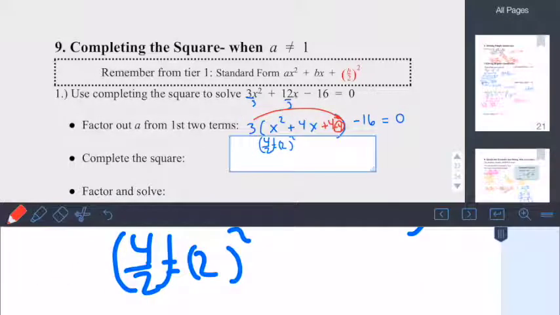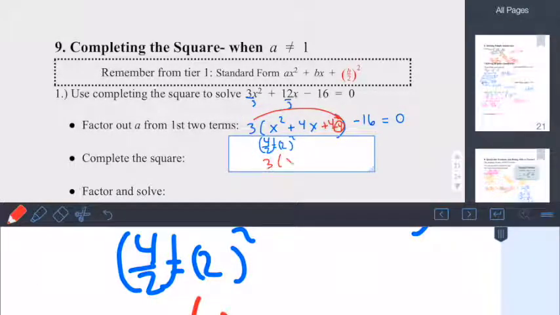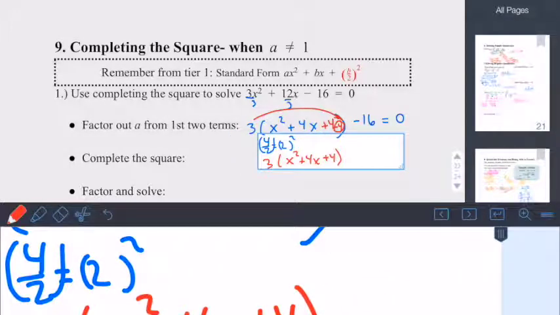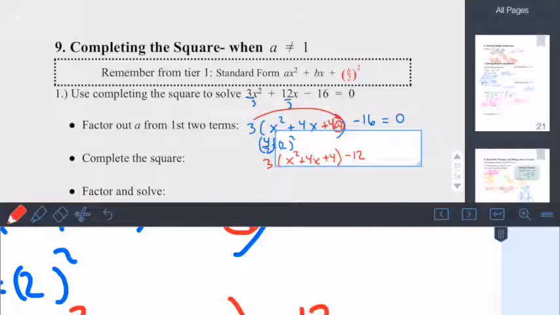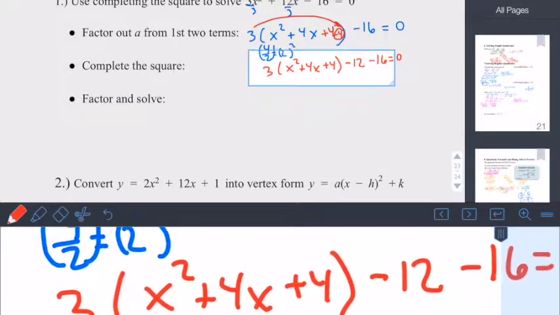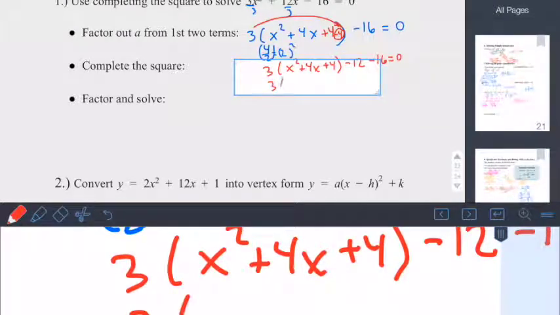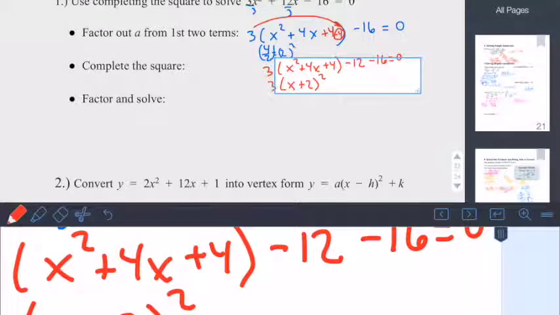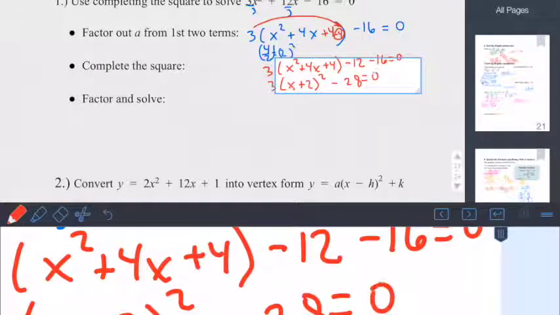So I'm going to get 3 times (x squared plus 4x plus 4), that's my completed square. And then I have minus 12, right? That 3 times negative 4 took it outside. Minus 16 equals 0. So I'm going to factor my completed square, so I get 3(x plus 2) squared, right? Remember, it's one of those perfect ones. You could check me if you don't believe me. And then minus 28 equals 0.